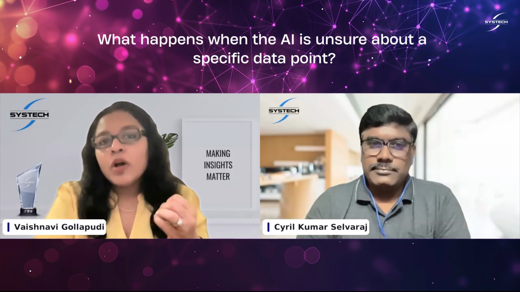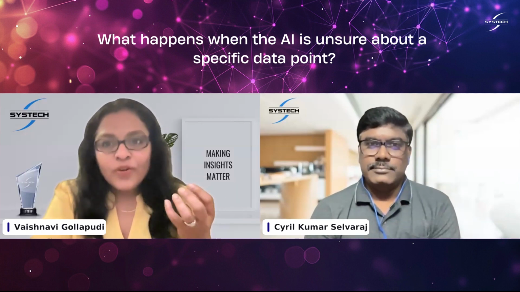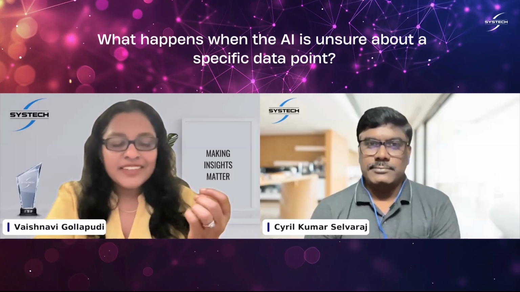Fantastic. I hope that clarifies the points you asked about in the question. Okay, here's a practical one for the operations team. What happens when the AI is unsure about a specific data point? Does it just guess, or is there a safety net?